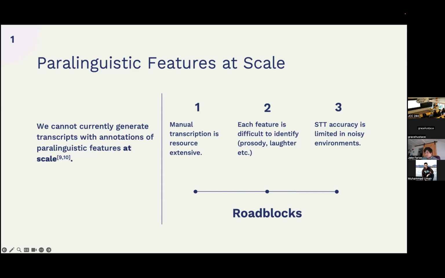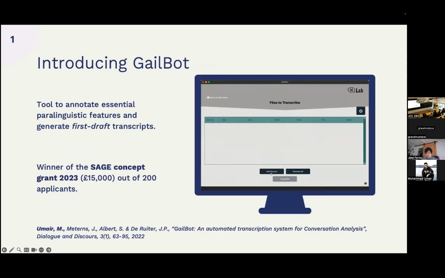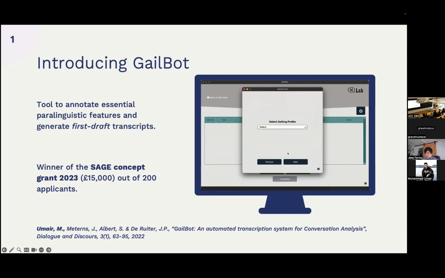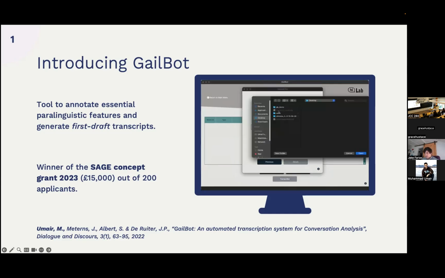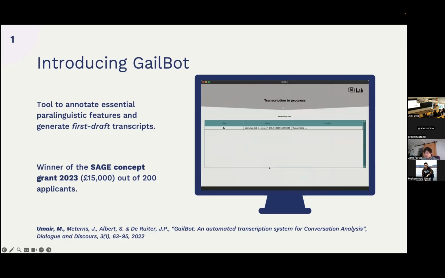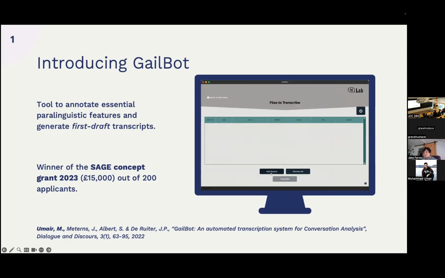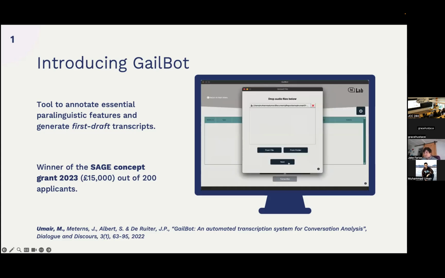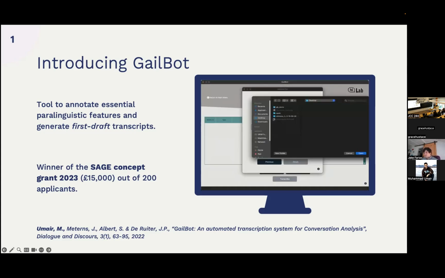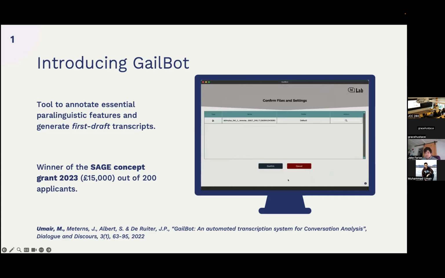So how did we solve this problem? We invented a tool called Gilbot, which is used to generate transcripts containing paralinguistic features of conversation. Gilbot just won the SAGE concept grant this year, and we've published it. It generates first draft transcripts that can be incrementally improved over time, and it contains annotations of a majority of these features.